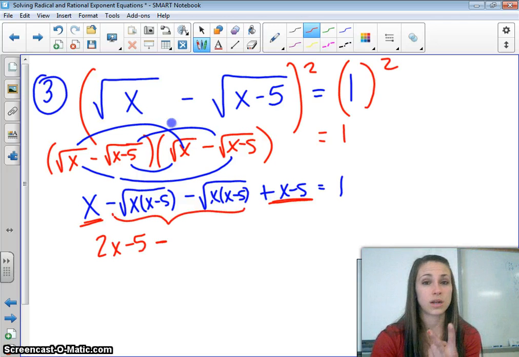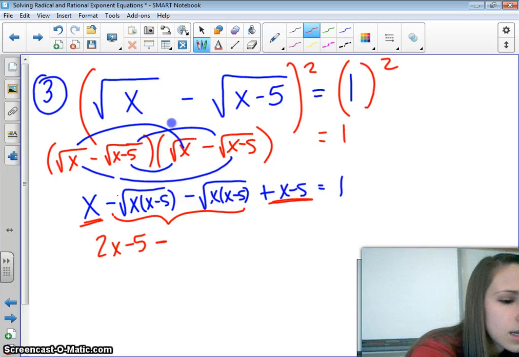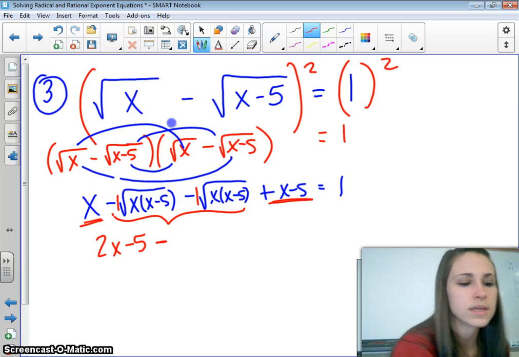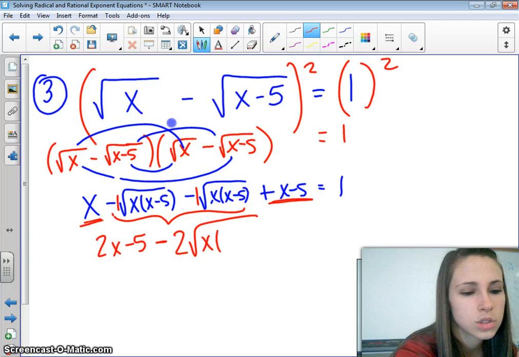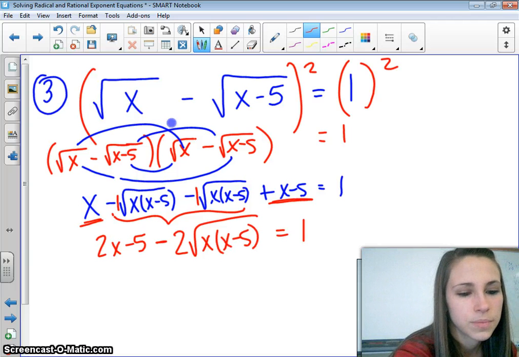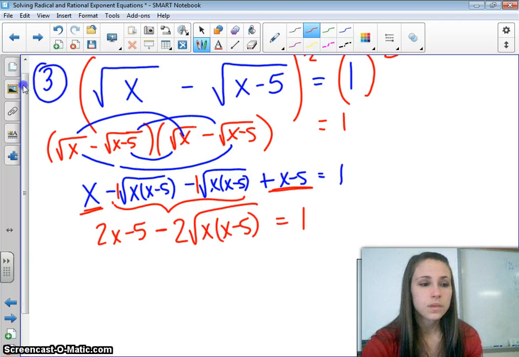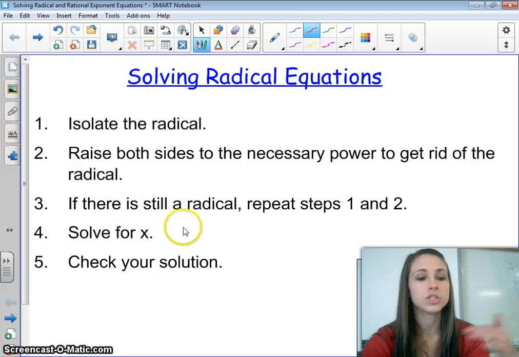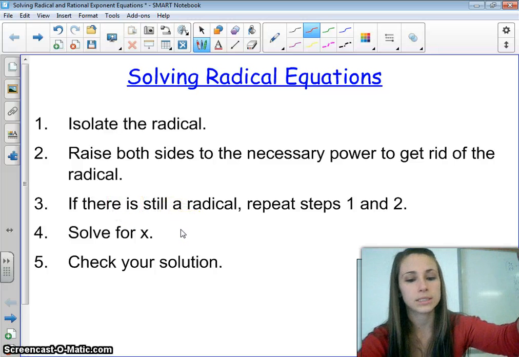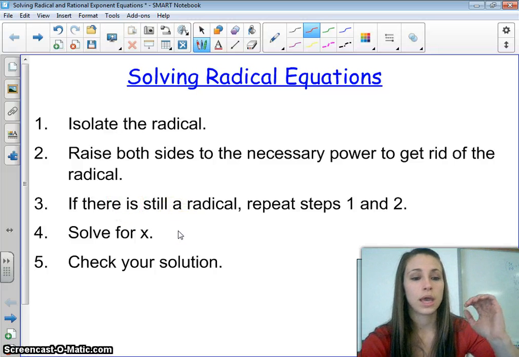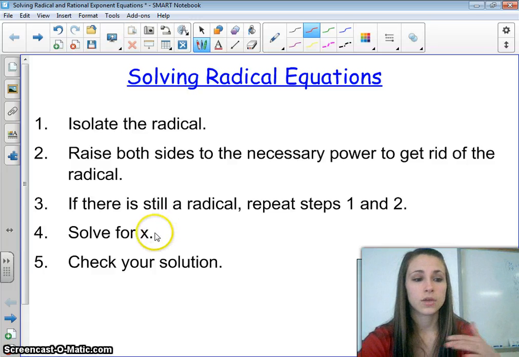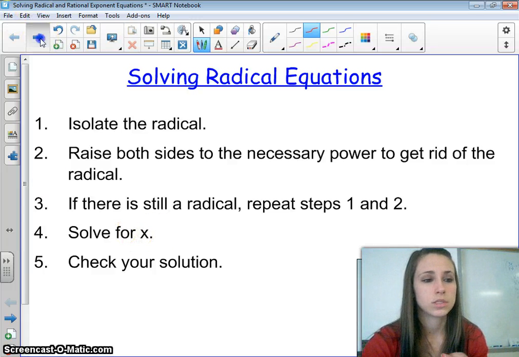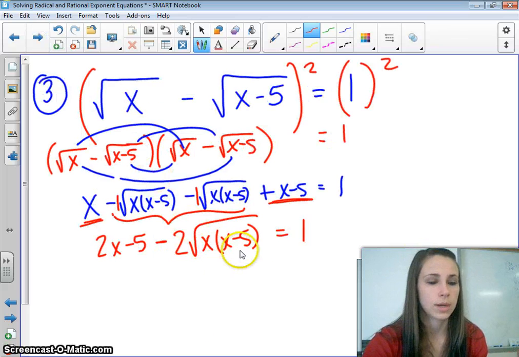There's two of those radicals. So when I combine them, it's kind of like a -1 and a -1. That's going to be a -2 square root of x times x minus 5 equals 1. Now, this is where this other step comes in. If there's still a radical, after I've raised both sides to the necessary power, then I'm going to go back and repeat steps 1 and 2. So I'm going to isolate the radical again and then raise both sides to the necessary power. So let's go back and do that.